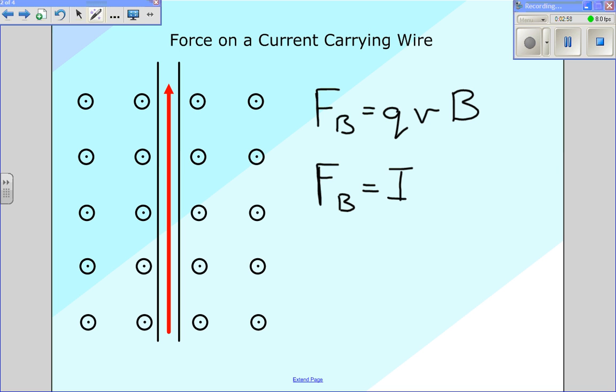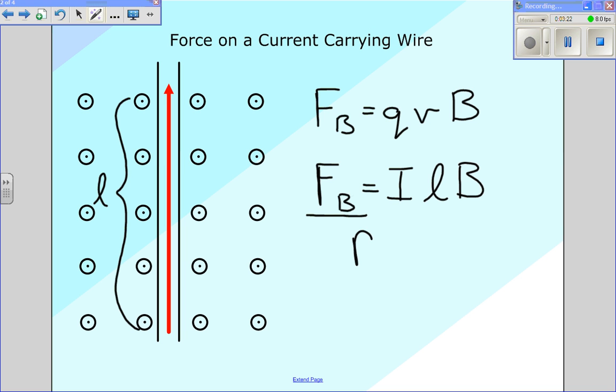However, there is a separate equation, and that equation is the magnetic force on a current carrying wire in a magnetic field is equal to I, L, B, where I, of course, is the current, B is the magnetic field strength, and L is representing the length of the wire in the magnetic field. So in this case, L would be this length right here, measured in meters. This will give you the magnitude of the force, and don't forget to use right hand rule number 1 in order to determine the direction. Got it?